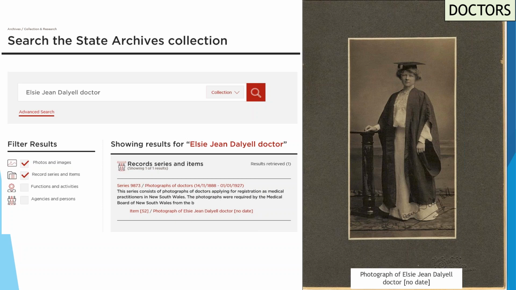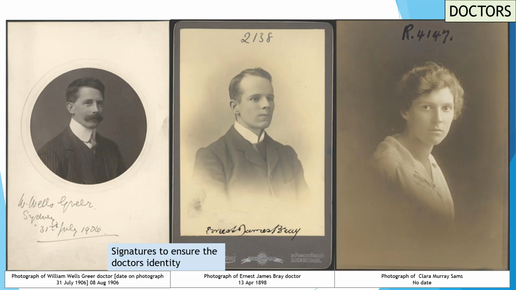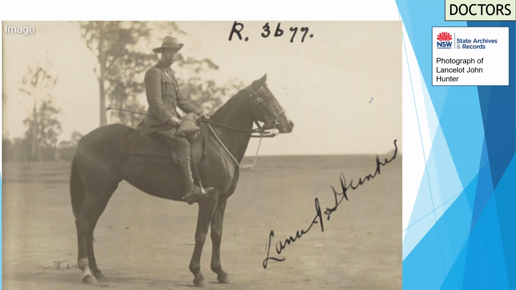I'm going to show you a handful more just to give you a little sense of what is available under this series, and you can see signatures on the first two. And one more, just for fun. This man is Lancelot John Hunter. I couldn't resist showing you that one today, for a Lancelot on a horse.